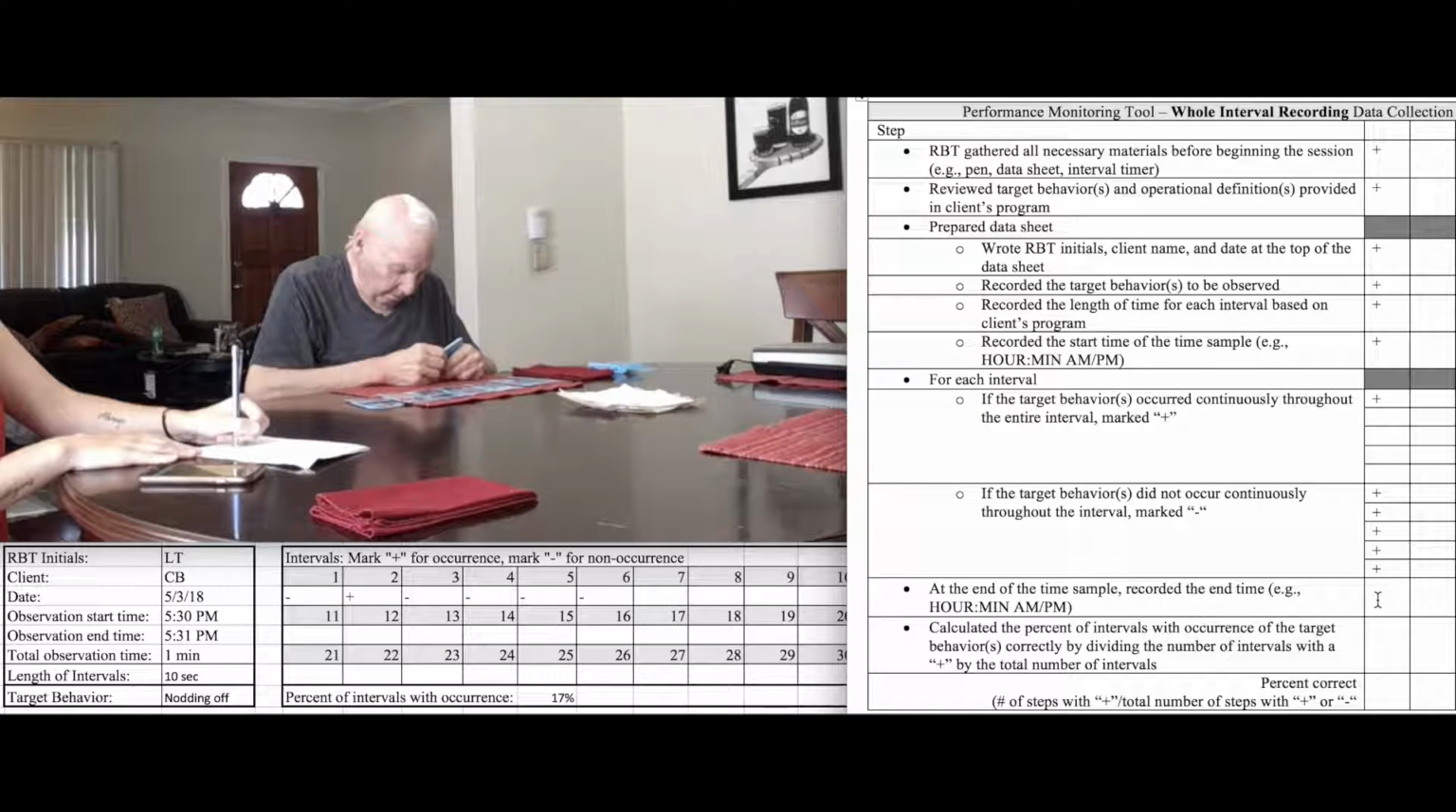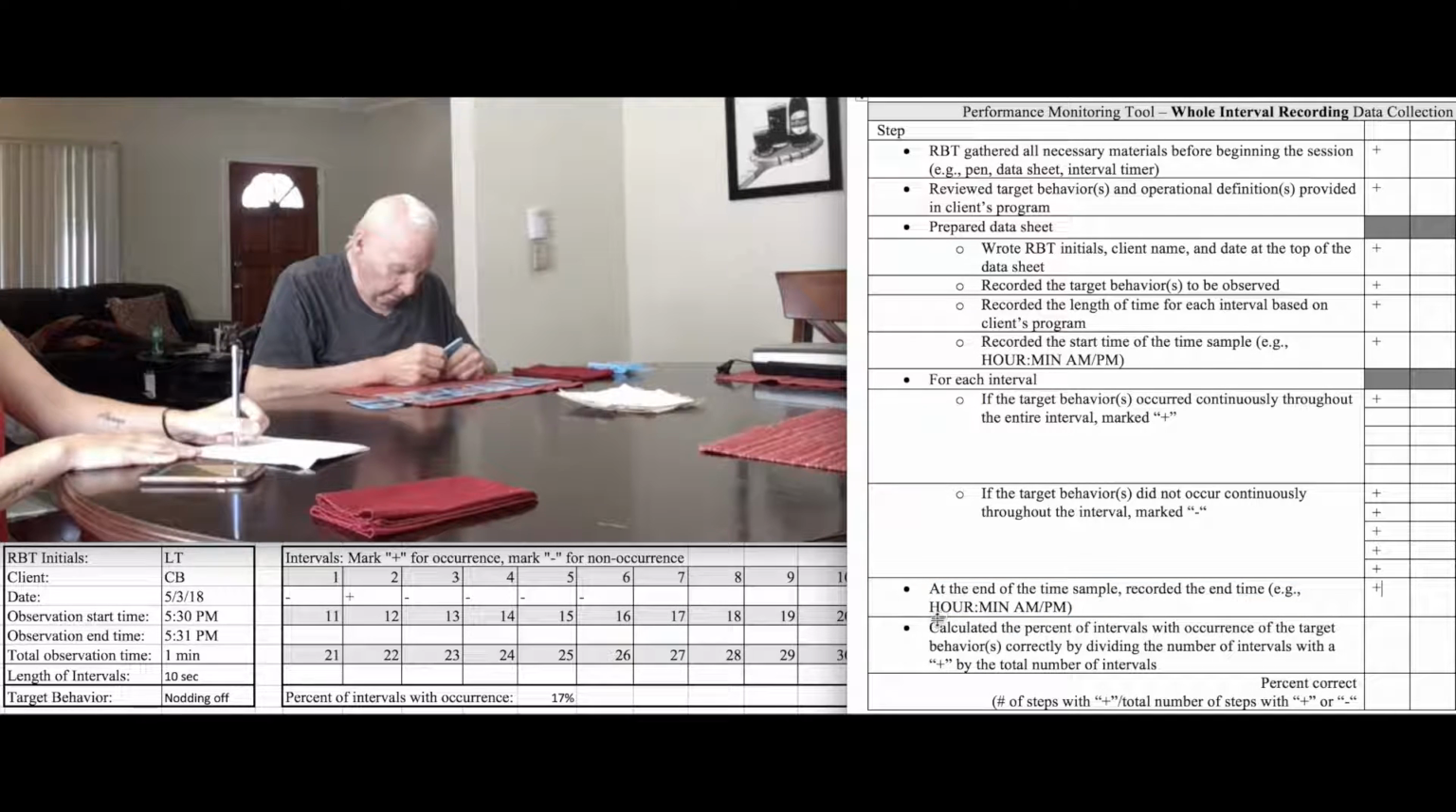So now let's finish up our performance monitoring tool by looking at the completed data sheet. So here the next step after data collection is at the end of the time sample, did the RBT record the end time? Here we can see that under observation end time, our RBT recorded 5:31 p.m. and had a total observation time of 1 minute, which corresponds to her 6 10-second intervals. So for this step, she's going to get a plus.